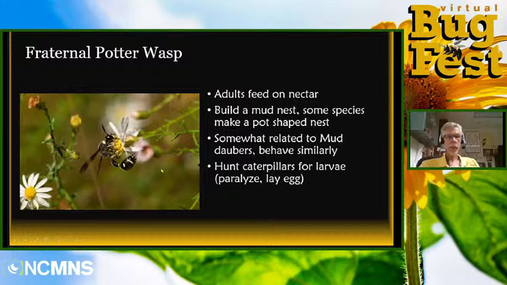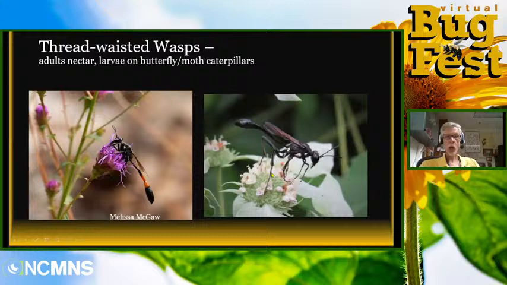So I've had a few species of potter wasp in my yard. I haven't had this one yet. Missy sent me a photo from somebody else's yard. This is a neat one with the little orangey brown coloration. So they're in this group called thread-waisted wasps. And the one that I get is this black one with the little white spots. And you can see it's on mountain mint again. Once again, adults are feeding on nectar, and then the larvae are feeding on, in this case, butterfly and moth caterpillars.